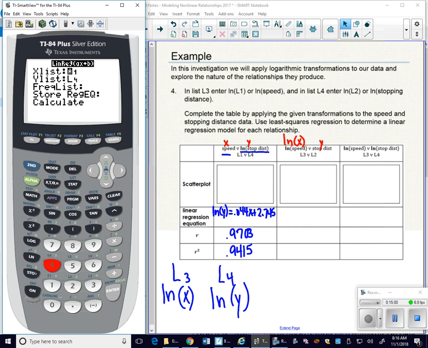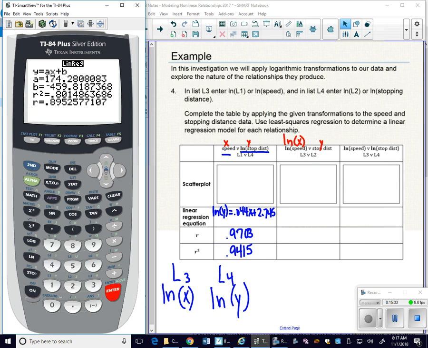But this time my transformations are going to be just on my x's, and so the natural log of my x's are now in list 3. So I'm going to choose list 3, and then I'm comparing them to my actual y values, which are in list 2. And for this regression equation, I'm going to store this in y3. Okay, and this is the information I get.